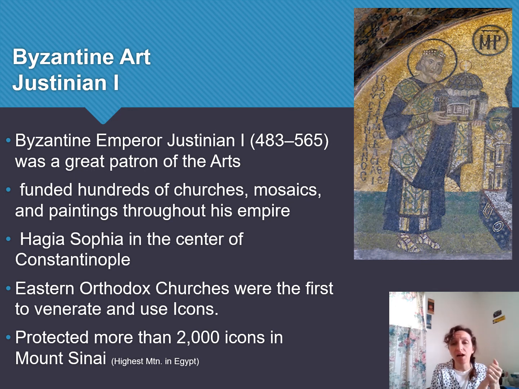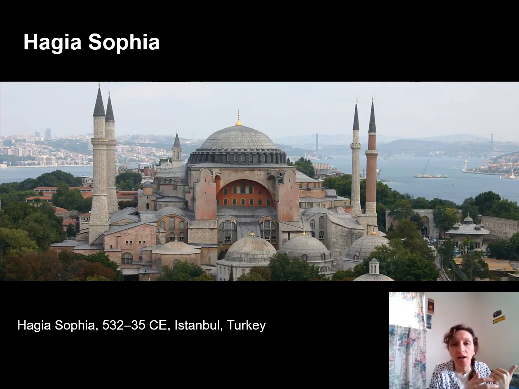And then during the iconoclasm, he protected more than 2,000 of those icons from destruction. So he made art and he saved art. He's a pretty big art history figure. So we're going to talk quite a bit more about him and break down a lot of this information as we go forward. All right, this is the Hagia Sophia.